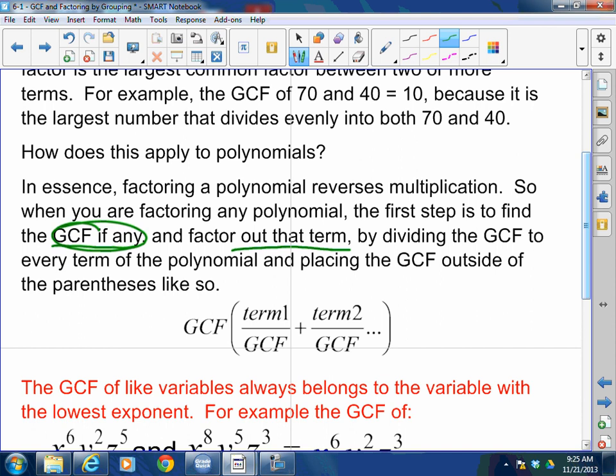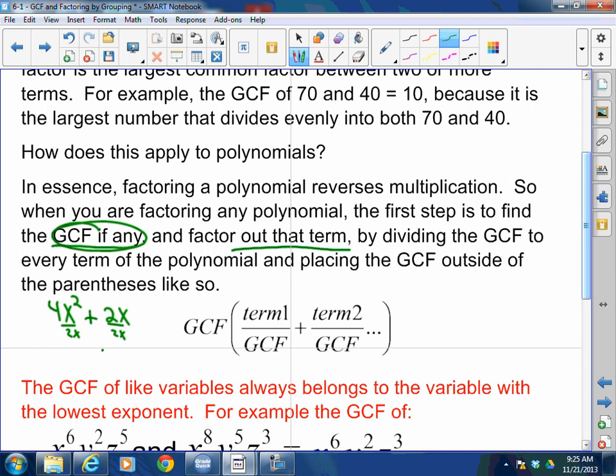For example, let's say I have 4x squared plus, whatever, 2x. What's the GCF of 4 and 2? What's the GCF of x squared and x? X. So, you're basically dividing the GCF from everything. But since you're factoring, you're not solving. You're not dividing that to the other side. You're not getting rid of that. You're just pulling it apart.